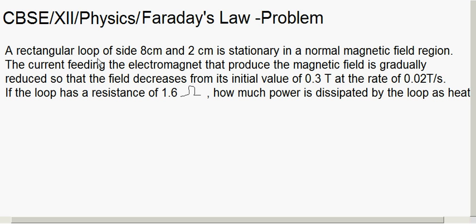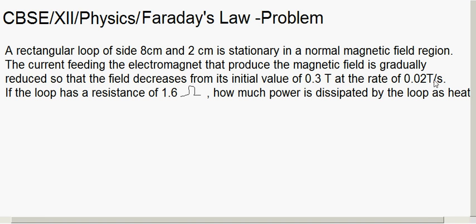Let us read it. A rectangular loop of side 8 cm and 2 cm is stationary in a normal magnetic field region. We have a rectangular loop which is not moving, it's stationary. The loop is placed in a magnetic field. The current feeding the electromagnet that produces the magnetic field is gradually reduced so that the field decreases from its initial value of 0.3 Tesla at the rate of 0.02 Tesla per second.